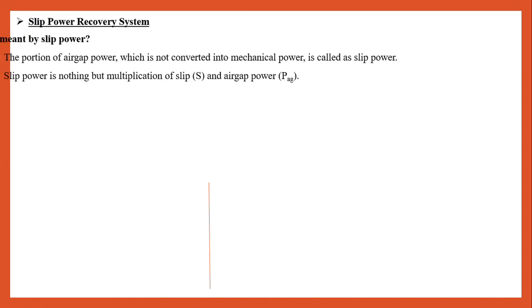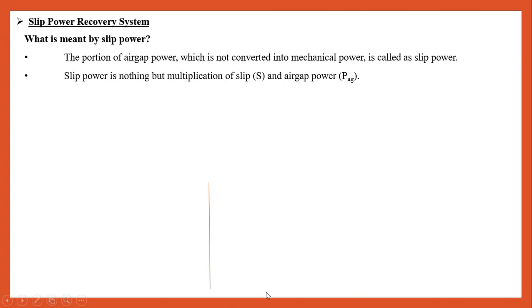Next one, slip power recovery system. First, students should know about slip power. The portion of air gap power which is not converted into mechanical power is called slip power. Dear students, when three-phase AC supply is connected with the stator coil, flux is produced and it is revolving in the air gap, as you all know well. This rotating magnetic field is not fully converted by the rotor coil, some of it is wasted.